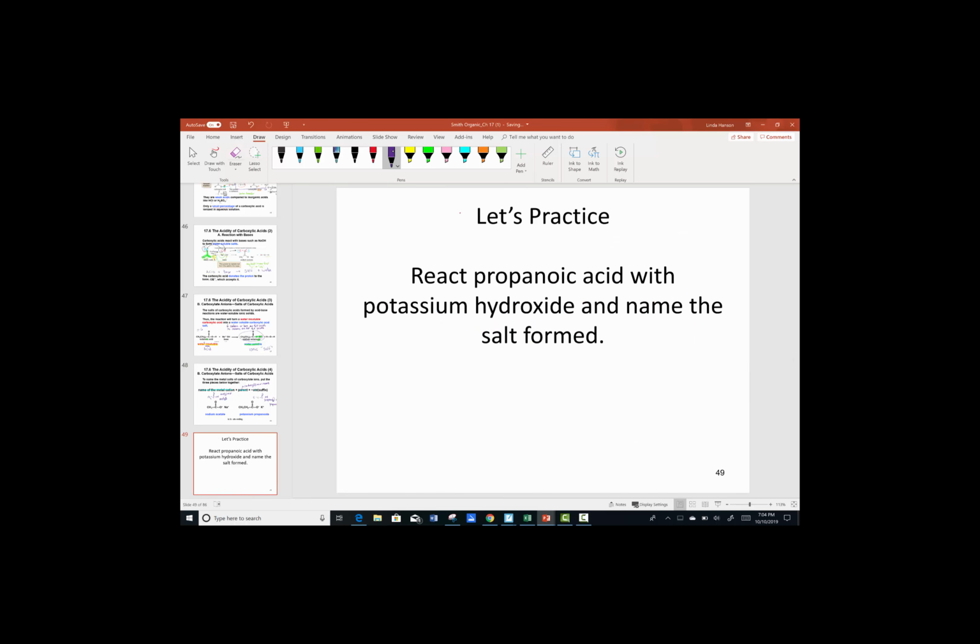Let's practice. So I'm going to ask that you pause the video and try this problem on your own. Take that propanoic acid and draw it. React it with potassium hydroxide. Show the formation of the salt and the water during an acid-base neutralization reaction. And then try naming the salt. Practice first. And when you're ready, turn the video back on and we'll practice together and give you feedback.